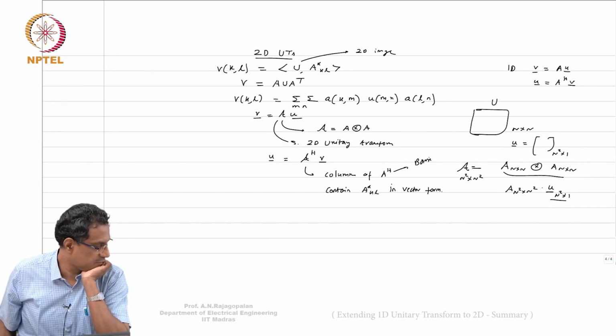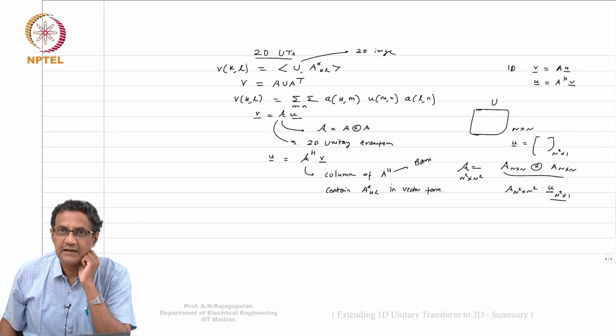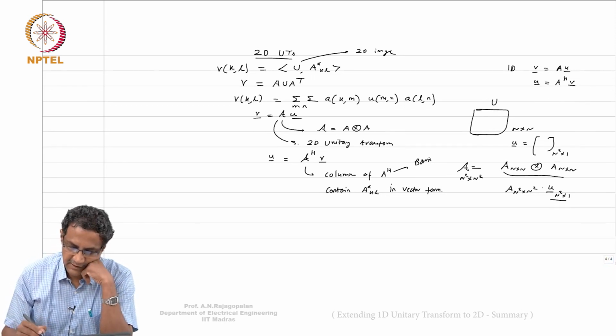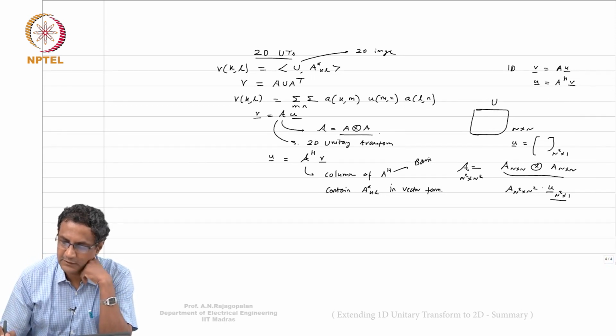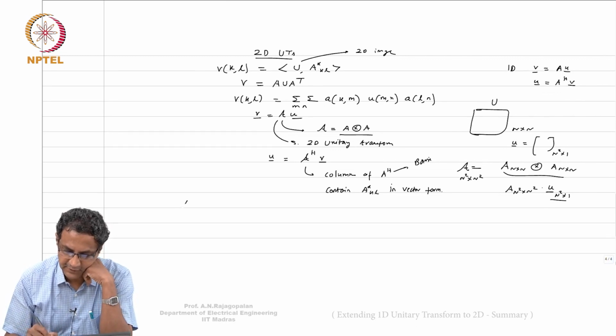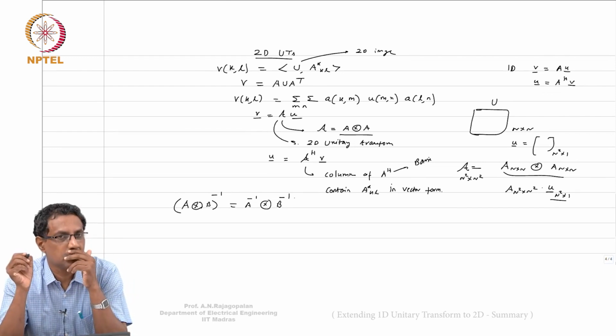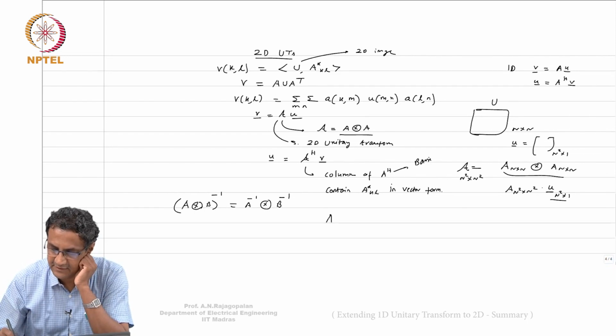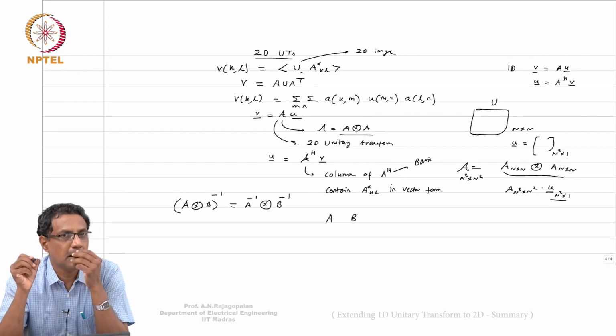Simply as an aside, let me just ask this. Since we are on the Kronecker thing, in general, yesterday I showed this property. We said A Kronecker B, the inverse is A inverse Kronecker B inverse. If A and B are not square, let's say A is actually a rectangular matrix, and so is B, can A Kronecker B be square?